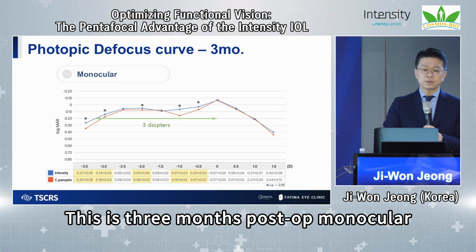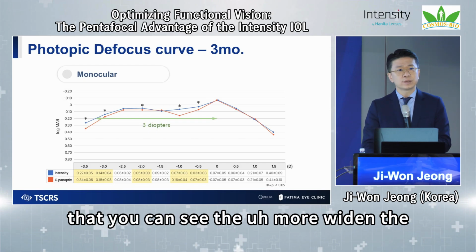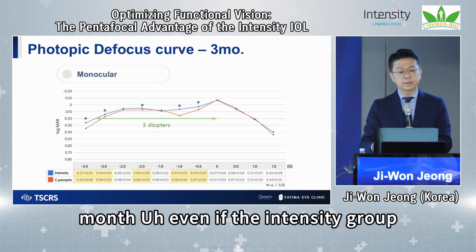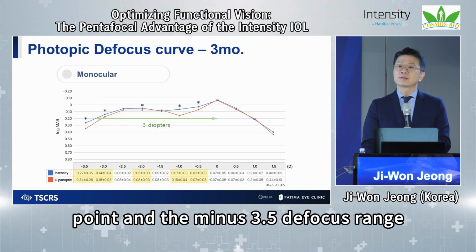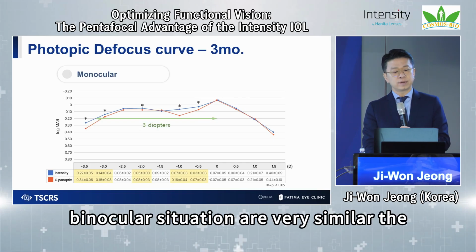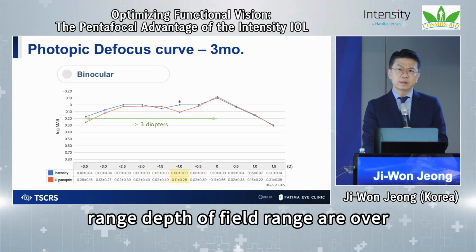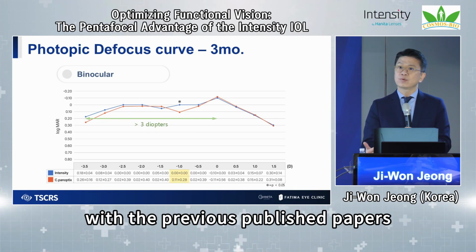This is the 3 months postop monocular defocus curve. This is quite interesting. You can see the more widened depth of field compared to postop 1 month. The Intensity group has better results in the minus 3.0 and minus 3.5 defocus range. Binocular situations are very similar. In the binocular situation, the depth of field range is over 3 diopters. This is very consistent with previously published papers.